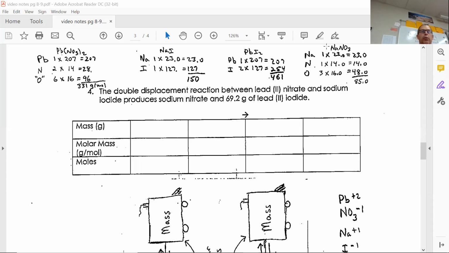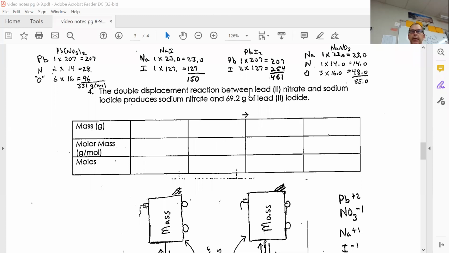Stoichiometry chart style, page number 9, problem 4. So we have a double displacement reaction, but it's not giving us the equation. So it looks like we have to review that and fill that in here. So I'm going to go right to that little marker.